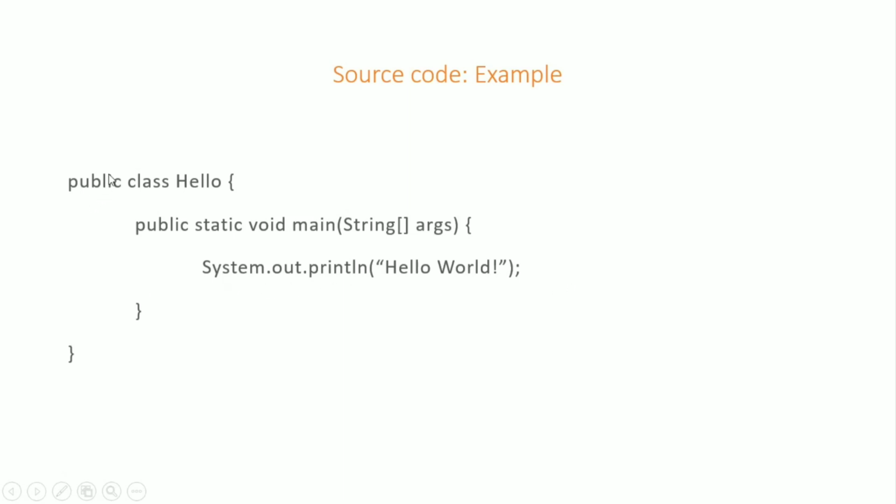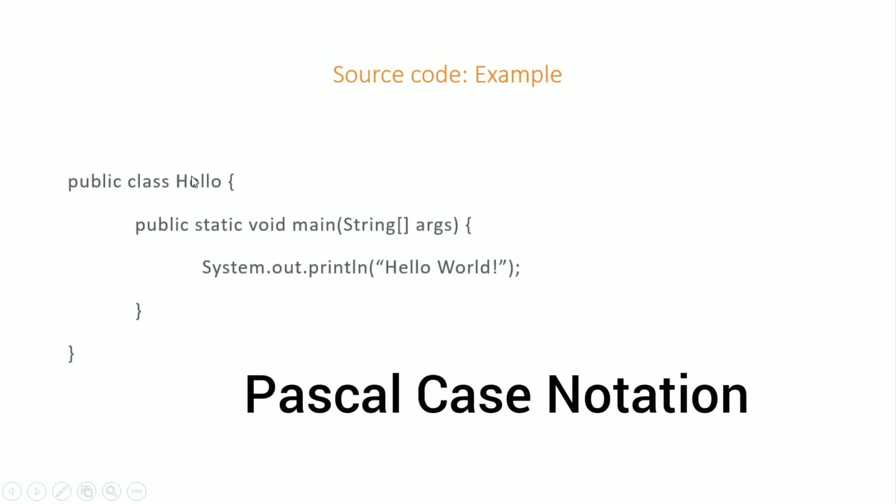So we have our public, we have our class, we have our static, we have our void, we have our main, our string, and our args. All these are spelled as they were spelled in the previous example. And we have hello, which is our class name. So public class hello. Also pay attention to the naming convention of this class, that the first letter in every word of a class name should start with a capital letter. This is also called the Pascal case notation.